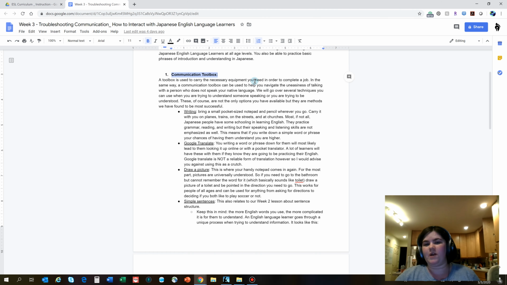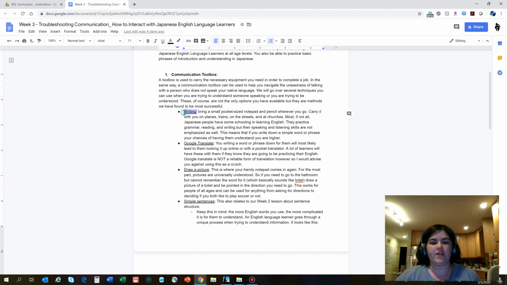So we all know what a toolbox is used for. It carries the necessary equipment you need in order to complete a job. This will be your communication toolbox while you are trying to communicate with Japanese English language learners. So the first one is writing.